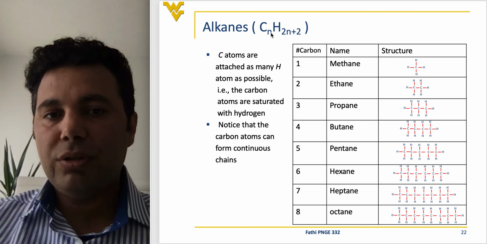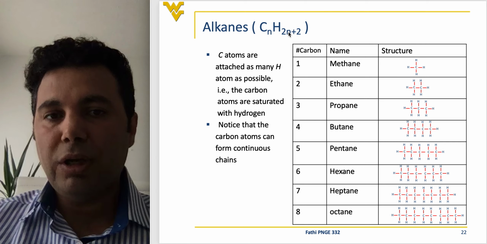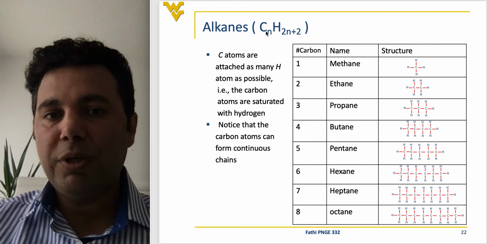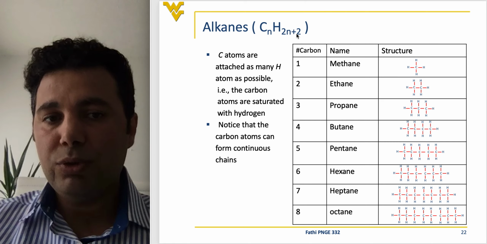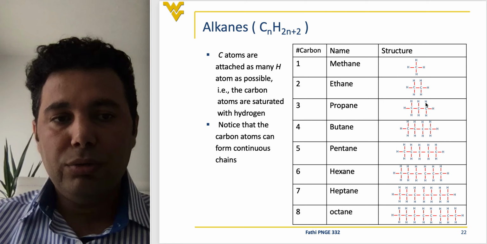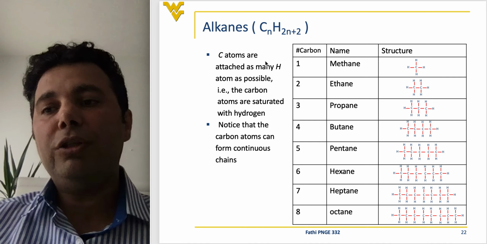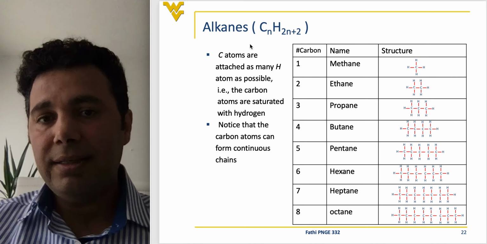If the number of carbons is 2, then 2 times 2, 4 plus 2, 6. So it becomes C2H6, which is ethane. If it becomes 3, I have propane, which becomes C3H8. 3 times 2, 6 plus 2, 8. So 1, 2, 3, 4, 5, 6, 7, and 8 hydrogens and 3 carbons. Okay. So we need to memorize the formula for alkanes.